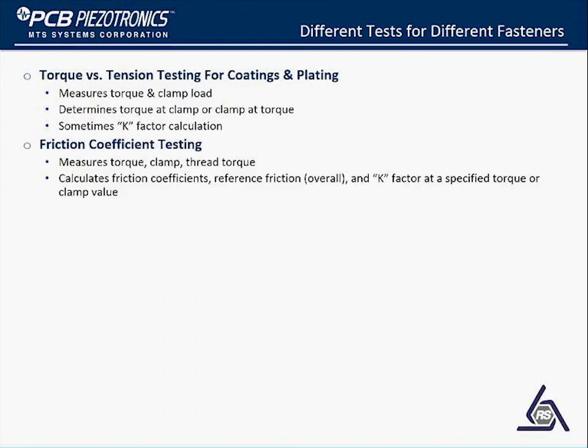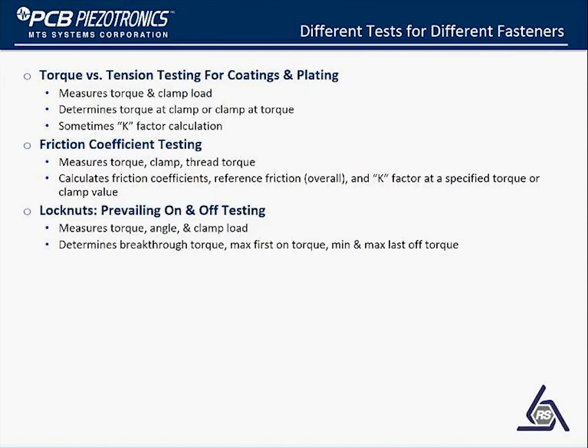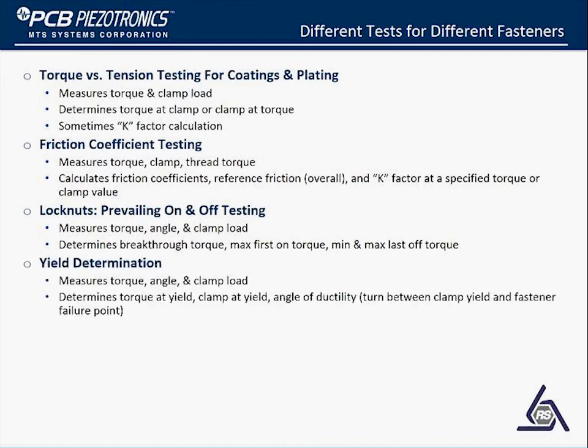There is also friction coefficient testing, where we'll measure torque, clamp, and thread torque, and then calculate friction coefficients, a reference or overall friction coefficient, and a K-factor, all at a specified torque or clamp value. We might need to do lock nut testing, prevailing on and off testing, measuring torque, angle, and clamp load, and determining breakthrough torque, our max first on torque, and let's say our minimum and maximum last off torque. We'll talk about that in a little bit in more detail.